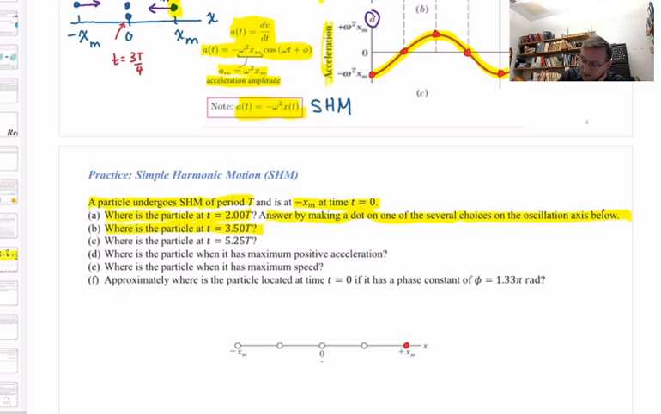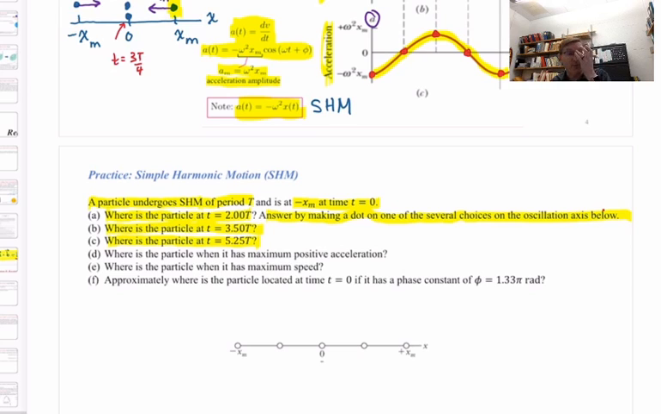All right, next one, C. Where is the particle located when the clock reads, little t, 5.25 periods? 5 1/4 periods. Where is it? Go ahead and think about it. Pause the video.